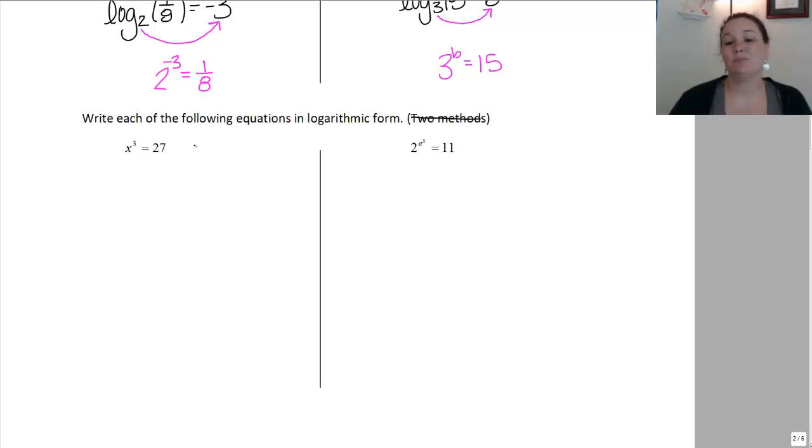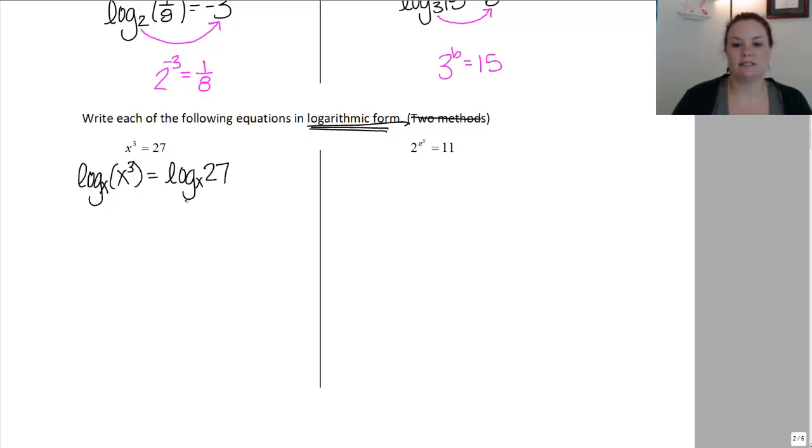So I have exponentials and I want them written in logarithmic form. If I want them written in logarithmic form, then I take the log of both sides. So here my exponent base is x. So to get rid of exponential base x, I'm going to take log base x of both sides. So I have log base x of x cubed equals log base x of 27. And then log base x and x are inverse functions, so those cancel, and I'm left with 3 is equal to log base x of 27. Okay, and I can leave it like that.